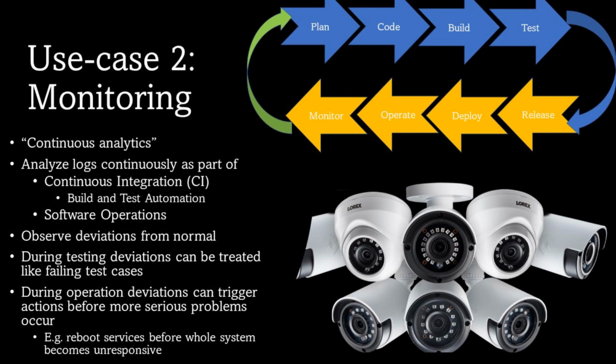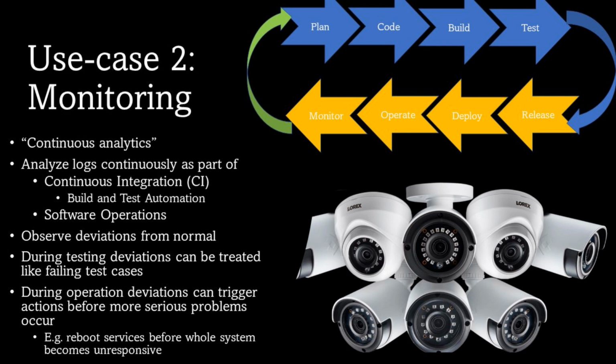Now, let's explore use case 2, monitoring. The monitoring use case involves what we call continuous analytics. Rather than waiting for a failure to analyze data, we continuously analyze logs and metrics as part of regular operations. This ongoing process is especially crucial in modern, service-oriented software environments that should be continuously available. One other area for continuous monitoring is continuous integration, or CI. In CI, monitoring helps automate the build and testing processes, ensuring that issues are detected early in the development lifecycle.